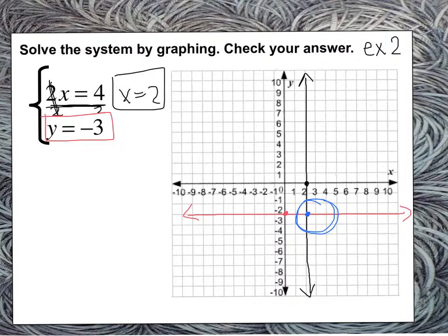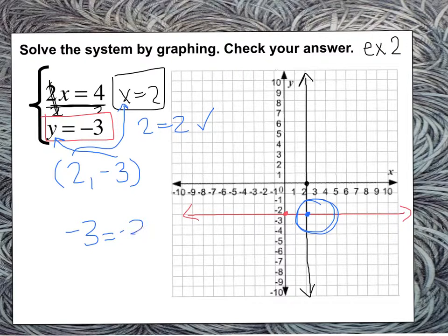So the point of intersection for this system is going to be positive 2 and negative 3. Positive 2 and negative 3. So let's see if we're correct. We'll take 2, plug it in for x here. Does 2 equal 2? Check. Yes, it does. Then I'll take negative 3 and plug it in for y here. Does negative 3 equal negative 3? Check. Yes, it does. Therefore, this is the point of intersection and the solution to my system of equations. Notice that in order for me to find that point, I had to graph.